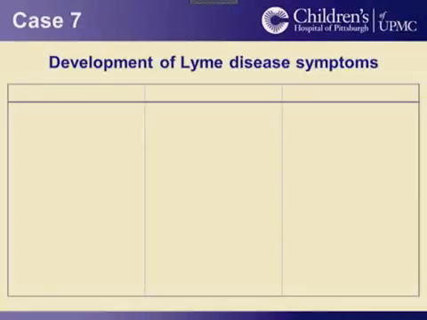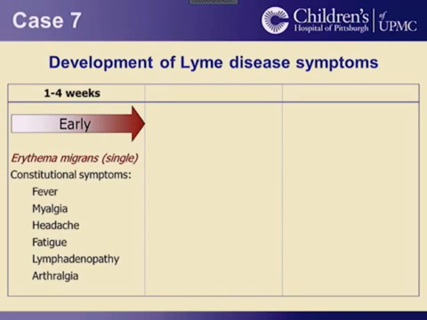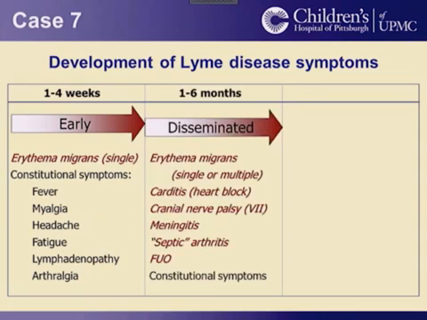The development of Lyme disease symptoms is quite stereotyped, and it's quite helpful in diagnosis. Early on, after the initial tick bite, you can see an erythema migrans rash accompanied by some constitutional symptoms. And if untreated, it will then progress to more disseminated disease. Disseminated disease with Lyme disease can involve a single or multiple erythema migrans rashes. It can also involve carditis, with heart block being the most common presentation. And then we see a ton of cranial nerve palsies.